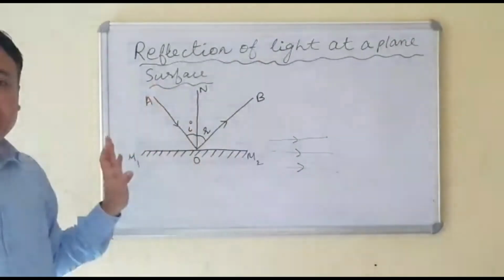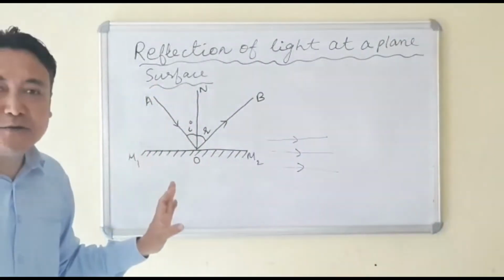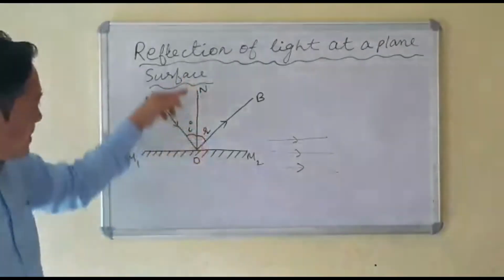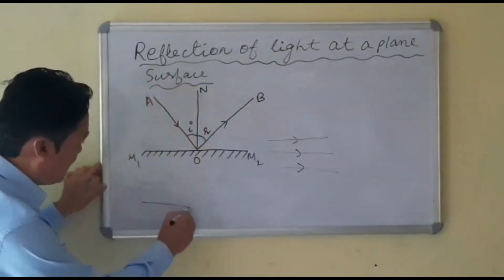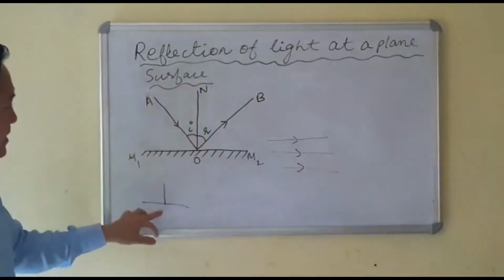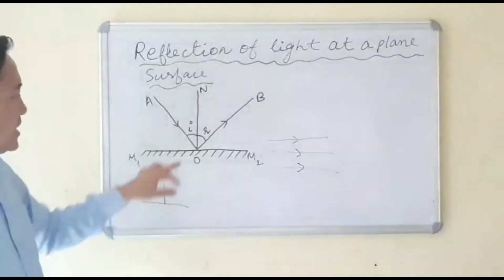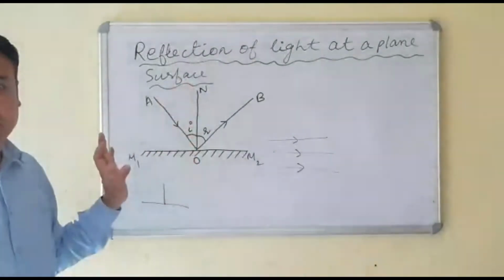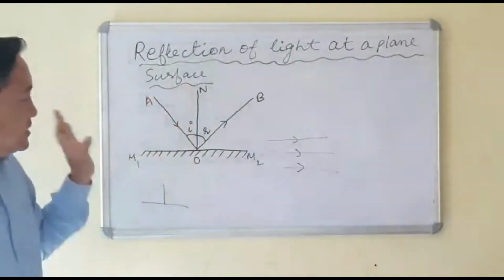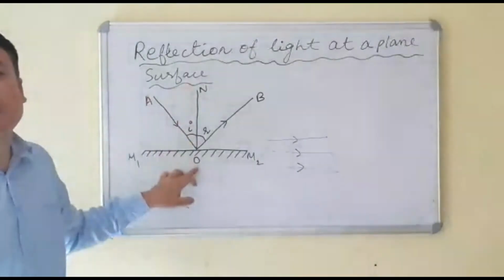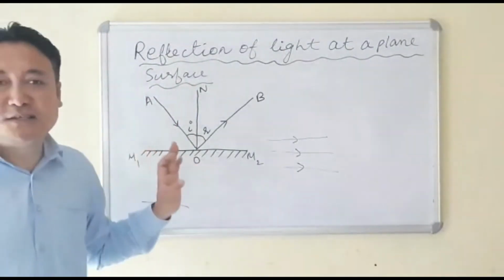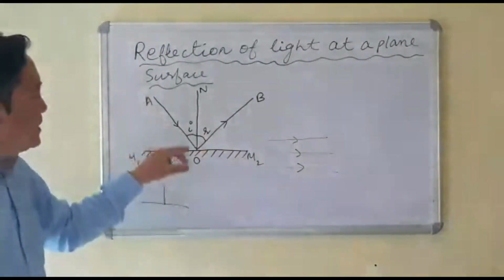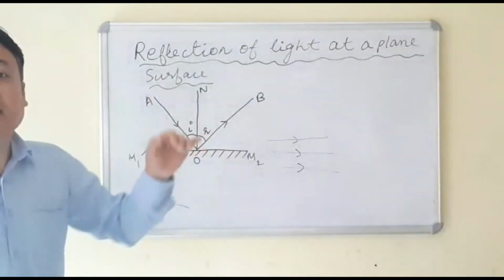NO is the normal. Normal is the perpendicular line drawn, perpendicular means straight, so this is the perpendicular. A perpendicular line drawn at the point of incidence is known as the normal. So NO is the normal. The other one is O. O is the point of incidence. Now what is the point of incidence? It is a point on the reflecting surface where the incident ray of light strikes.